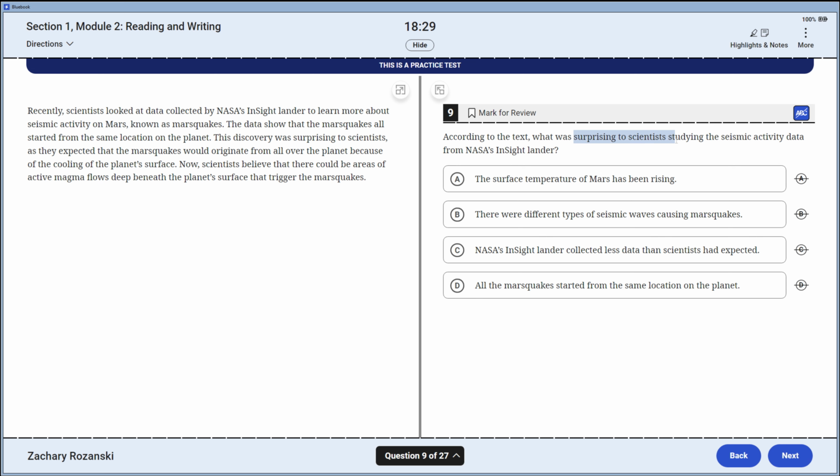What was surprising to scientists studying the seismic activity data from the NASA InSight lander? So this is an "according to" or "based on" question. We're looking for the concept of being surprised. Marsquakes.